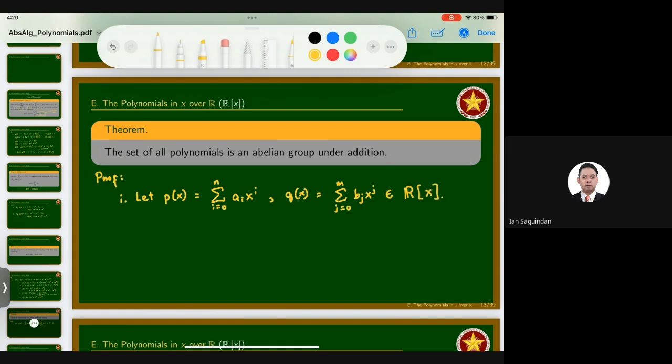Okay, so as we proceed with addition, how do we view the sum p of x plus q of x? Upon substitution, we have the summation of all a sub i, x to the i running from 0 up to n, plus the summation of all b sub j, x to the j running from 0 up to m.